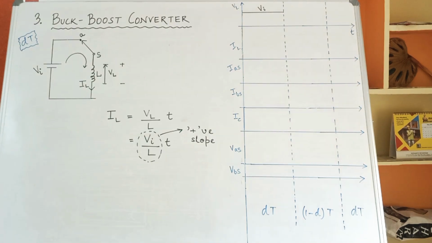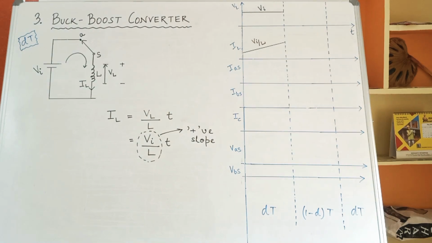Next, calculating the value of IL. As you know, the IL general equation is VL by L into T, and during the DT period VL is equal to Vi. So IL is equal to Vi by L into T, and Vi by L indicates a positive slope. So if I am drawing IL, it will have a rising slope of Vi by L, or a positive slope of Vi by L.